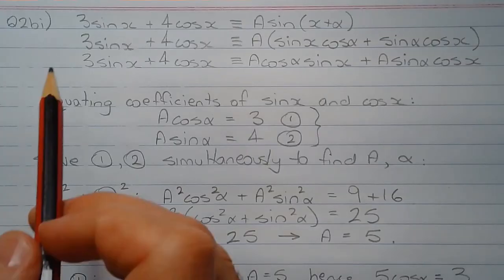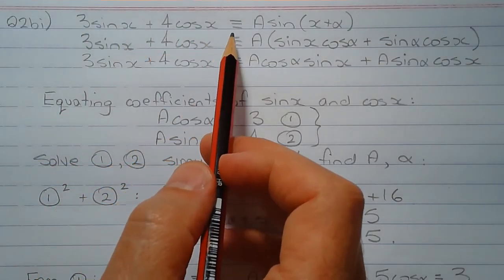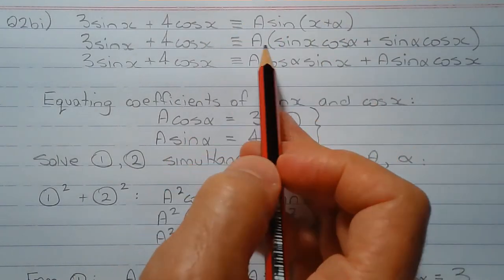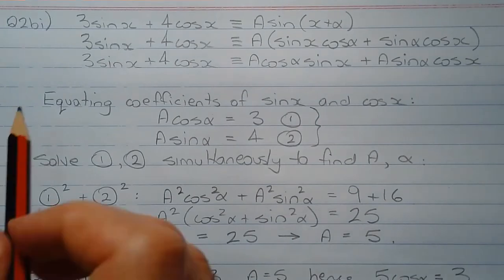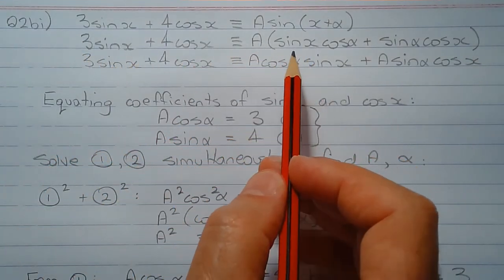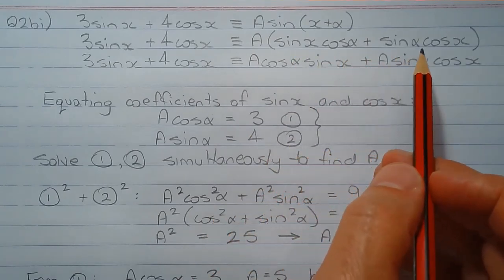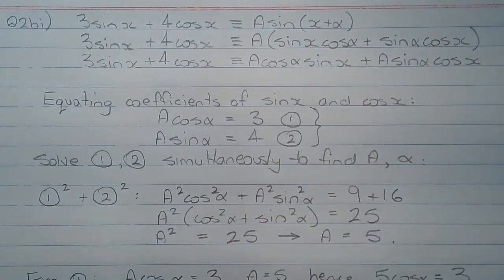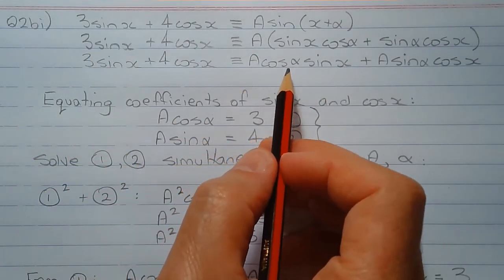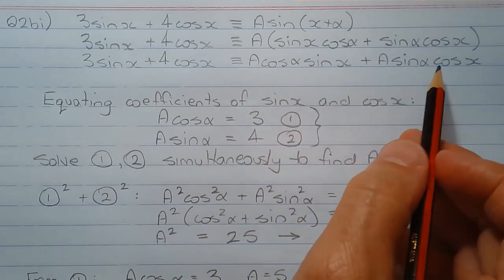Starting off with the identity, 3 sine x plus 4 cos x is identical to a sine(x plus alpha). Apply a compound angle expansion to the right-hand side, which gives us 3 sine x plus 4 cos x identical to a multiplied by (sine x cos alpha plus sine alpha cos x). Next, expand the brackets, which gives us 3 sine x plus 4 cos x identical to a cos alpha sine x plus a sine alpha cos x.